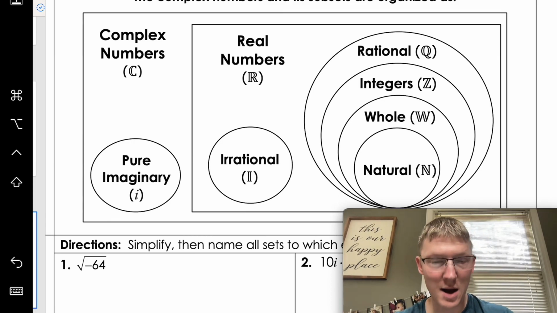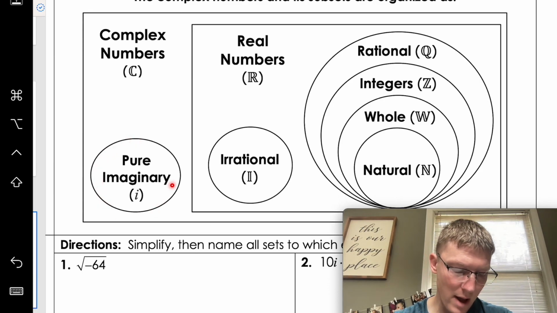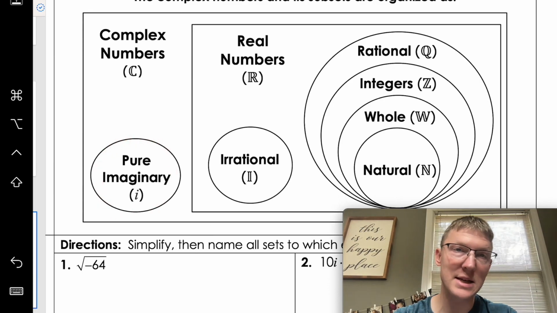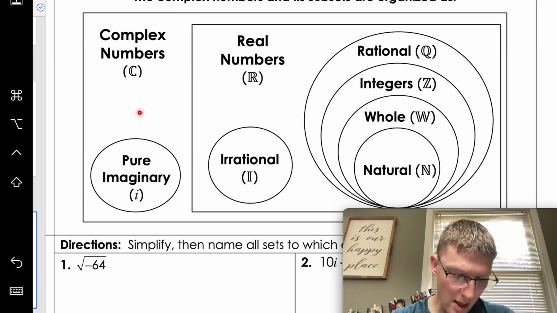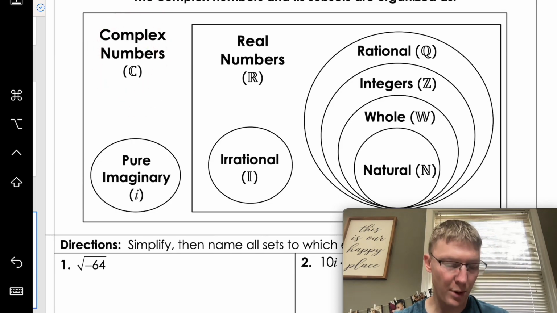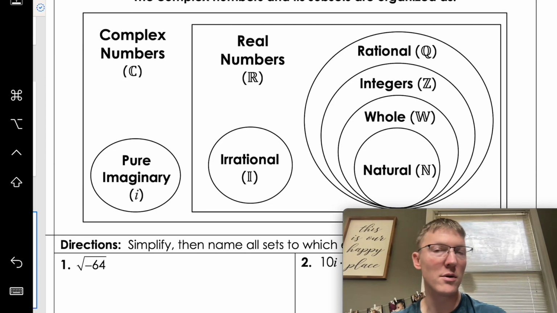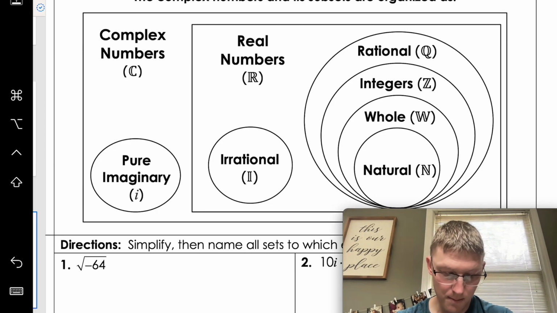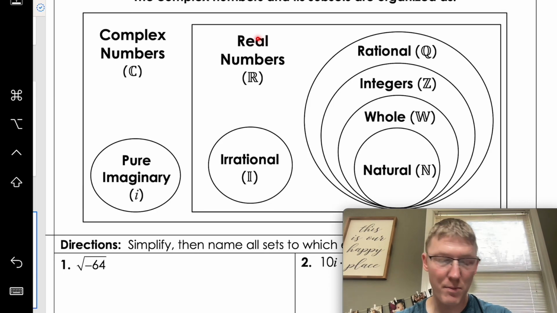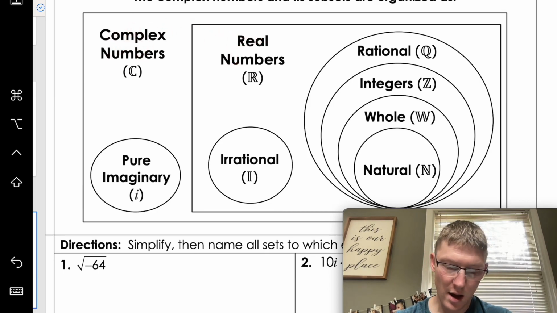So within our complex numbers, we have pure imaginary numbers. That's like 5i, 6i, 37i. It has an i attached to it. And then we have complex numbers, which is both an imaginary number and a real number all together. So that would be like 5i plus 4. Those are our complex numbers. But our real numbers are still members of complex numbers. And then all of this stuff still applies. They're all members of this set of numbers that we call complex numbers.